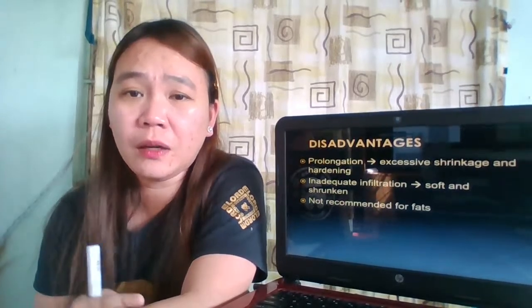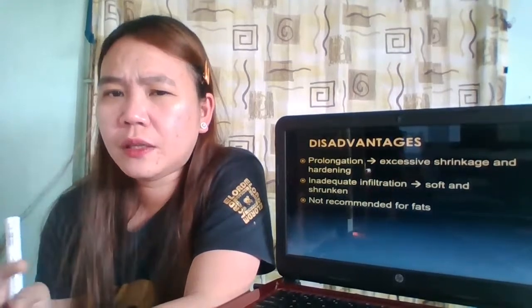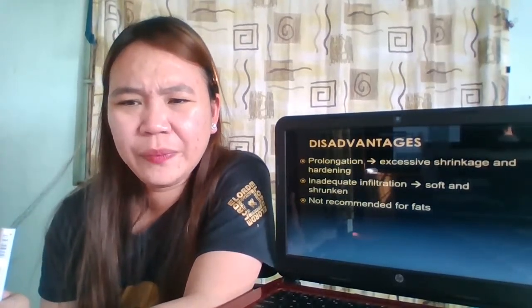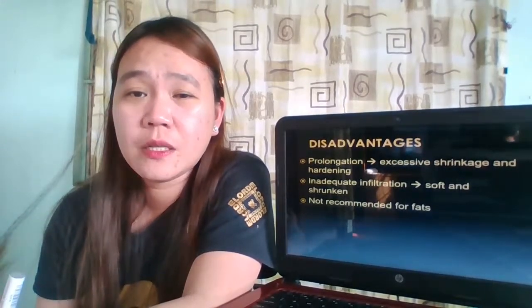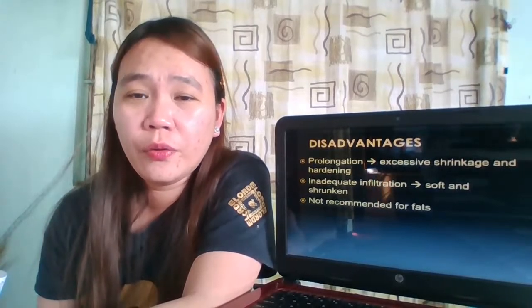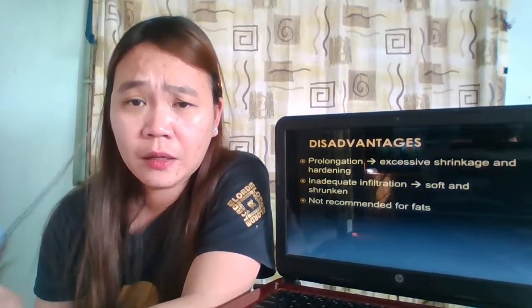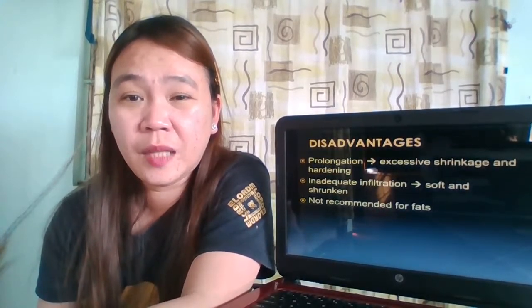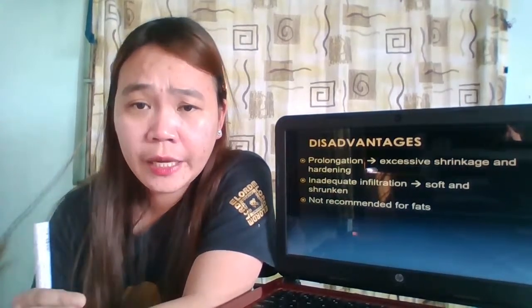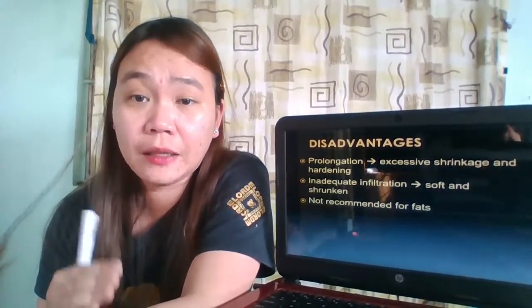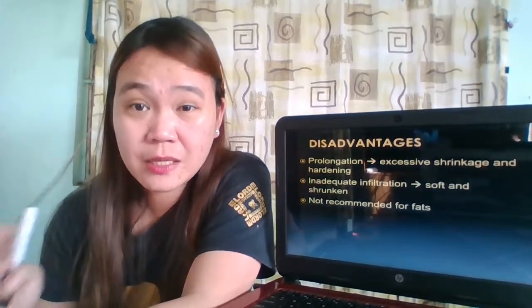What are the exceptions to this rule? Because if I'm not mistaken, I have encountered this kind of question before in the boards: what will happen to your tissue sample if prolonged immersion in the reagent is done? So, the answer is excessive shrinkage and hardening. Among the choices given is hardening, so that's the correct one.